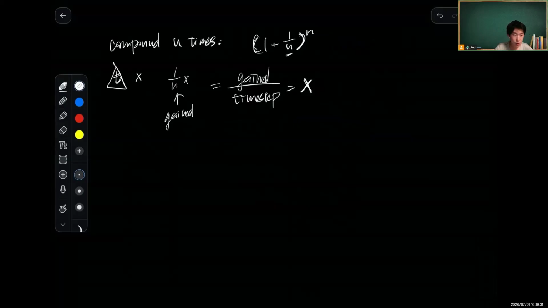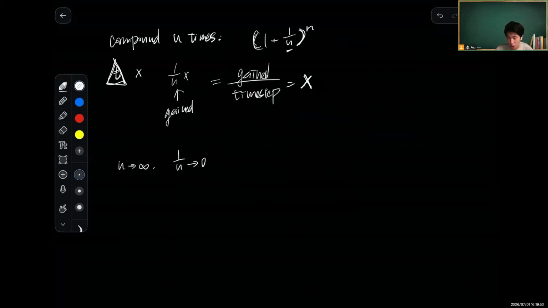However, remember, this is discrete because we only have a certain t. But this becomes continuous when n approaches infinity. Then 1 over n approaches 0, so you have infinitely many time steps. That means this can be written as the limit of n to infinity of (1 plus 1 over n) to the nth degree. So we denote this by e.